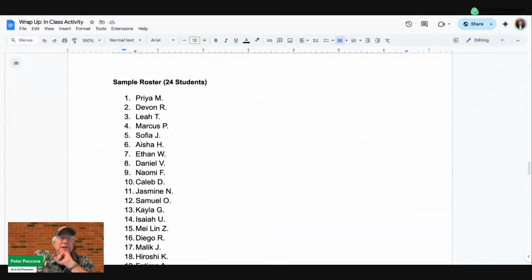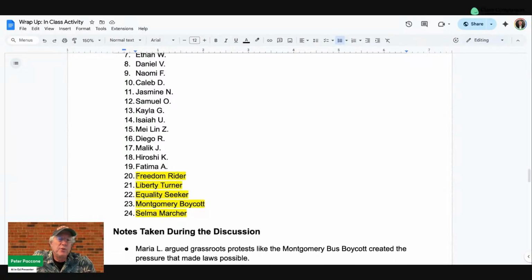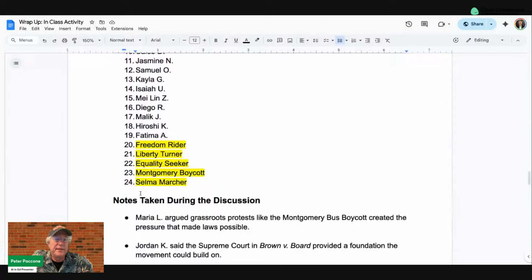So now look down here. Here's what I'm envisioning as the sample roster. As you can see, first name, last name, as we go through the 24, and then 4 or 5 students in the class say, "No, I'm still not comfortable with that. Anything even close going up online, I don't want that. I know what's coming." So I'll take a pseudonym, Freedom Writer, Liberty Turner, something like that.